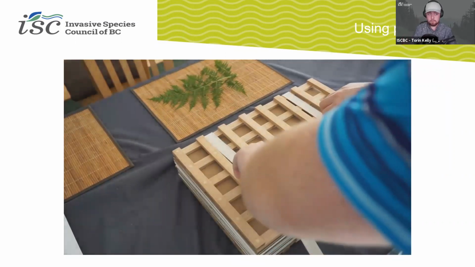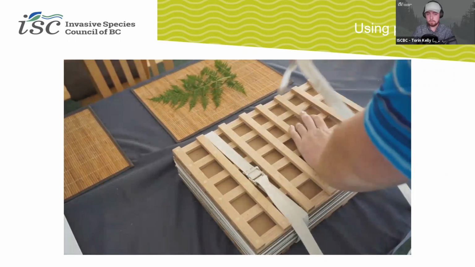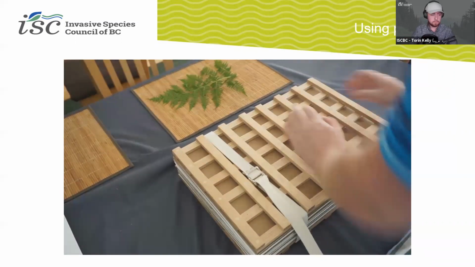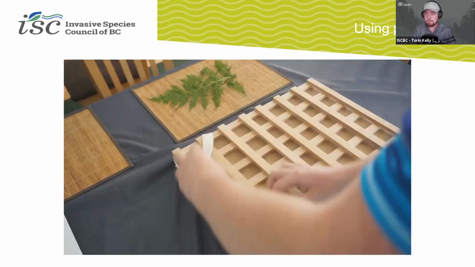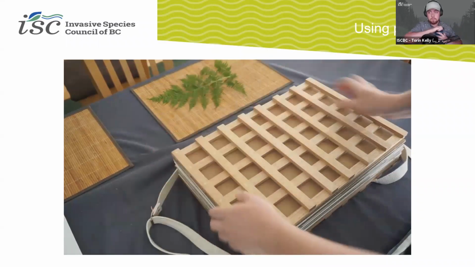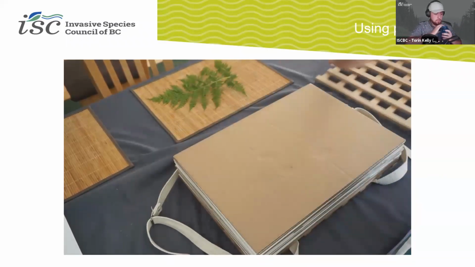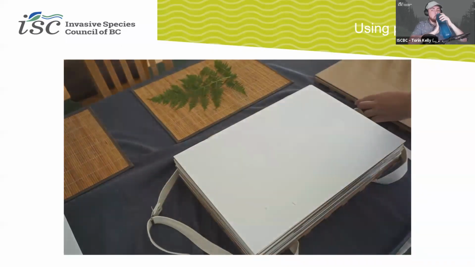So to start off, once we have our plant press, we're going to untighten these straps, and we're going to put our plant sample, which we have, as we know, is a fern. We're going to take this off, put it to the side. One piece of cardboard.